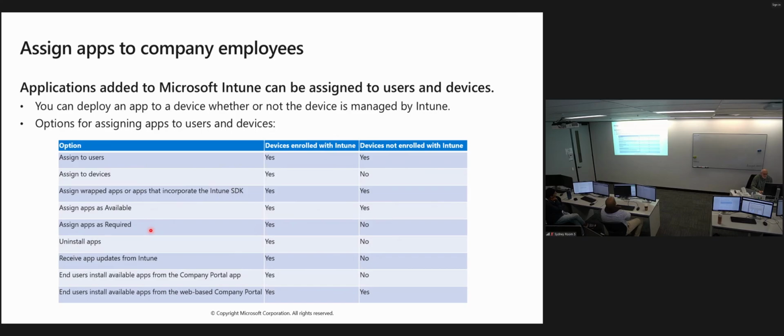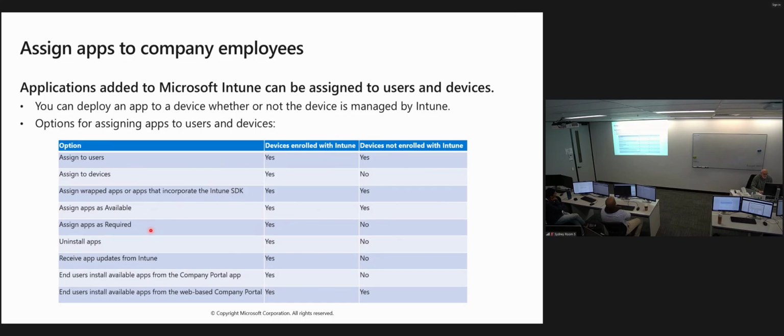End users install available apps from the company portal app. I think this is incorrect. It should be yes, yes. And end users install available apps from the web-based company portal. So using the company portal app, they can still install even if the device is not enrolled. Okay, so that's various app stuff that we can do there.